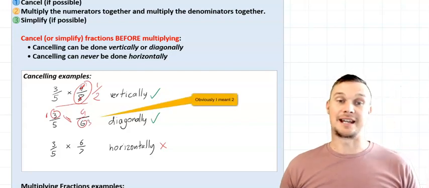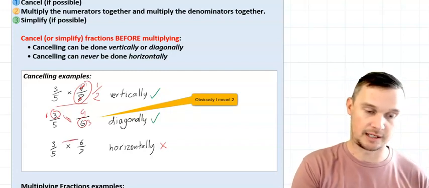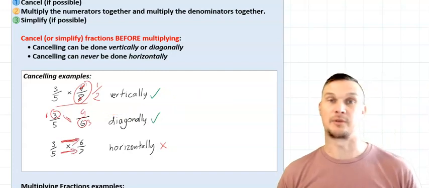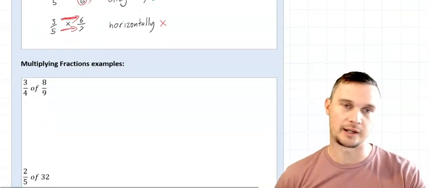Okay, so that's how we can cancel diagonally, but we never cancel horizontally. By that I mean you don't go across that way. Don't cancel that way, because that's how we actually do our multiplication. We're going to look at examples of how we do that now.